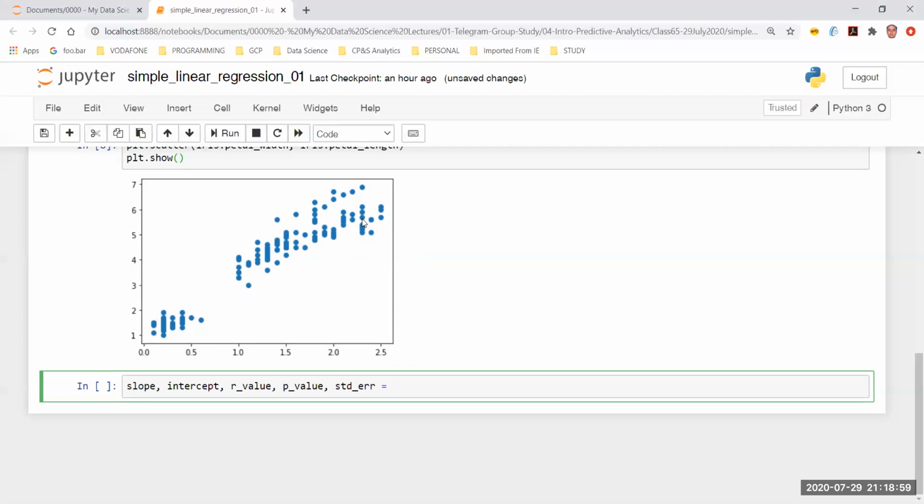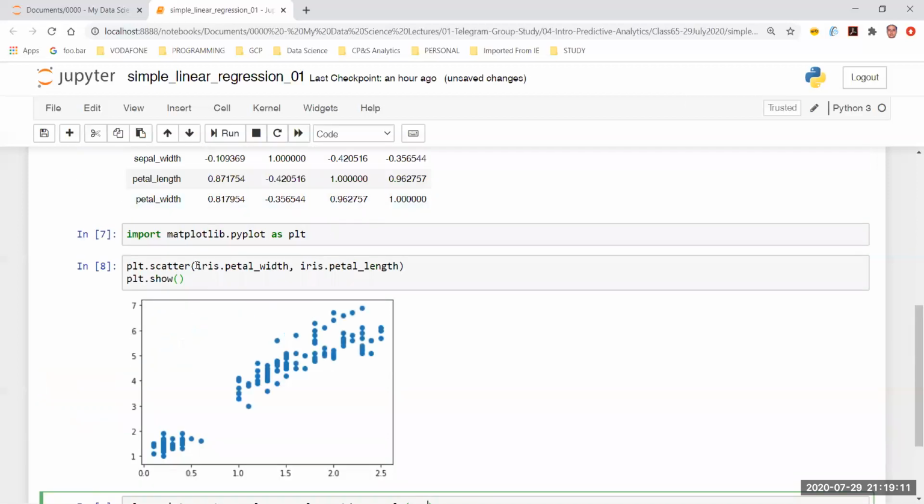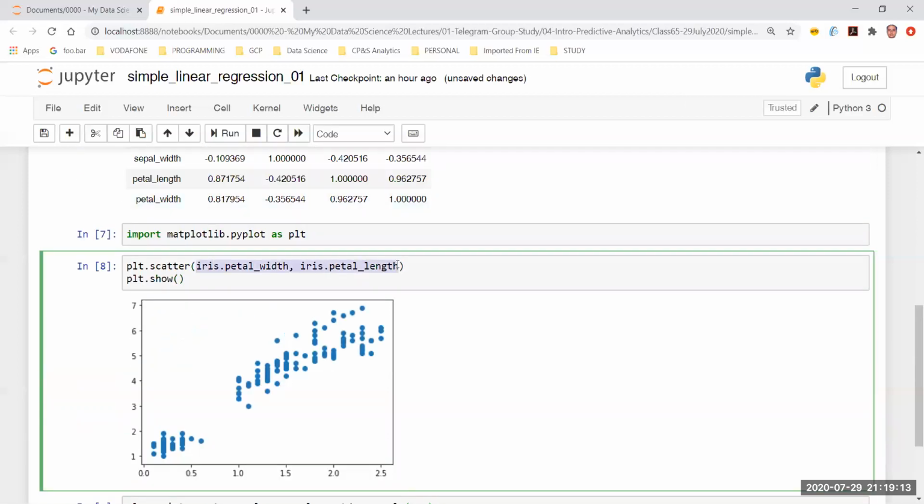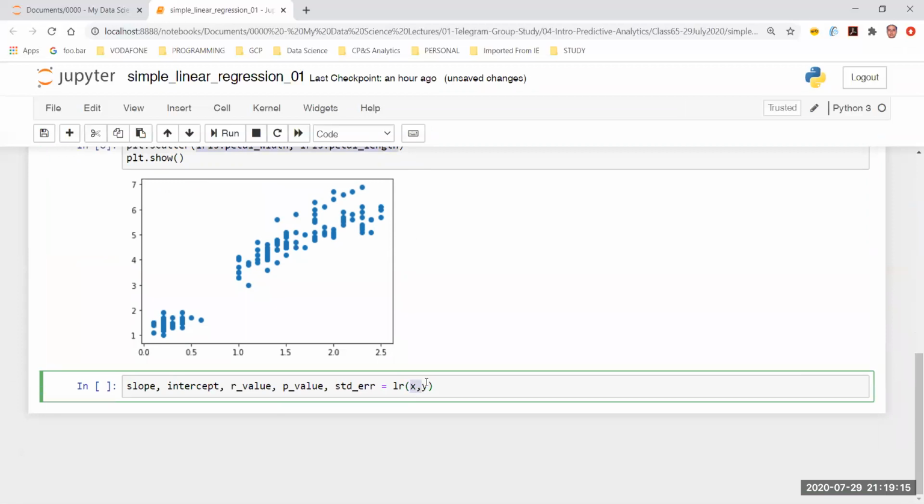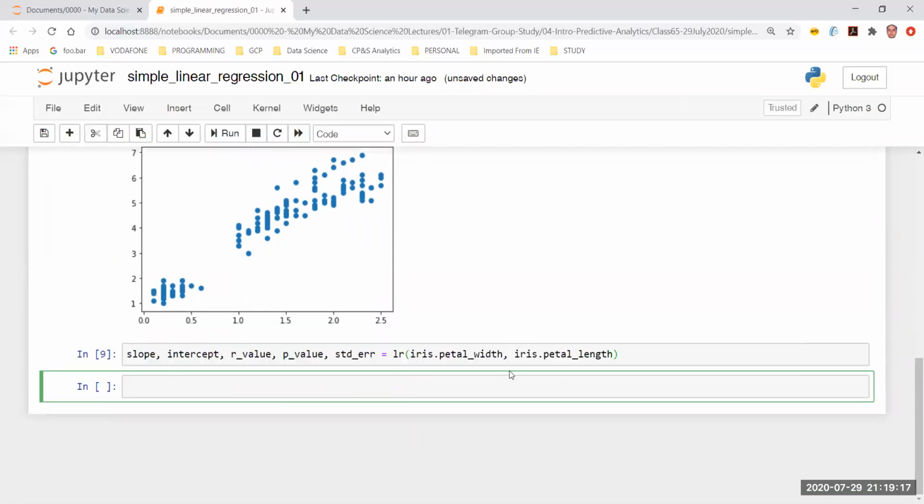Now to simply run this, I'm going to say LR, and then I'm going to pass the x variable and the y variable. Clearly, my x variable is the petal width, and the y variable is the petal length. Why don't I simply copy paste and run? I get the output. These variables, slope, intercept, R value, P value, and standard error, have all the outcomes. Let's look at them one after the other.